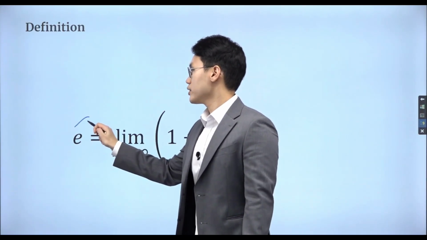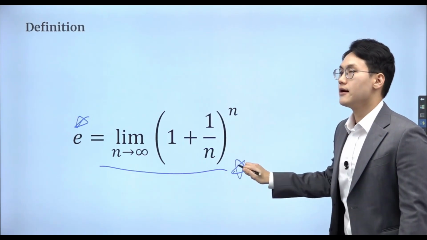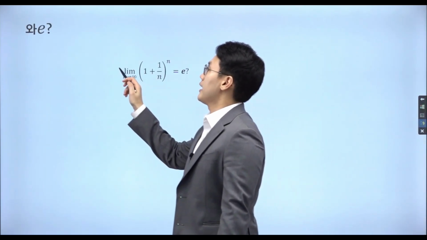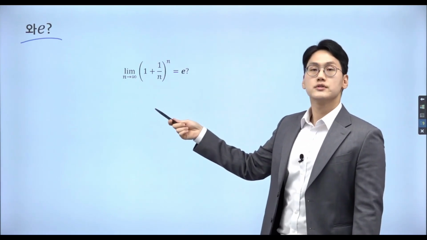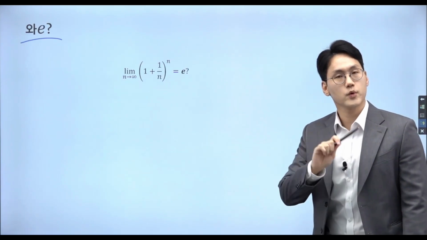There are many definitions here. We have, you know, the Maclaurin series definition, etc. But here is the definition: the limit of this sequence. Okay. So why? Why is this sequence converging to E? That is the basic question, the primary question that we want to answer.